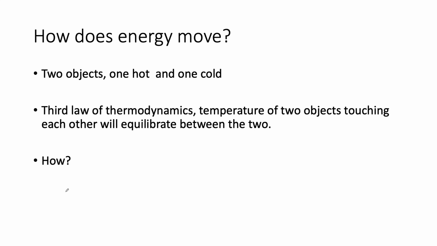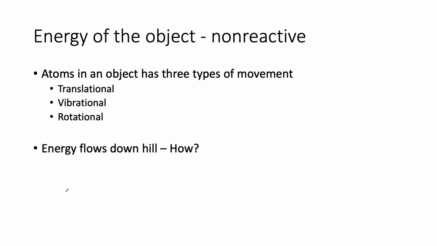Now, when we talk about two objects, we commonly think of two solid objects touching together. But this can be a hot object in the air, or water in the air. So it doesn't matter what phase the object's in, but two objects touching each other. If nothing else is going on, the temperature will equilibrate between the two. So when we look at this, we talk about the non-reactive energy of the object, and basically the atoms are moving. Either the molecules are moving or the atoms are moving. And we've got translational, which means they're traveling from one place to the other.